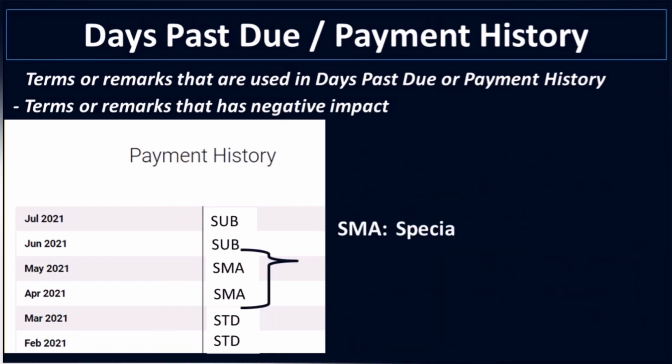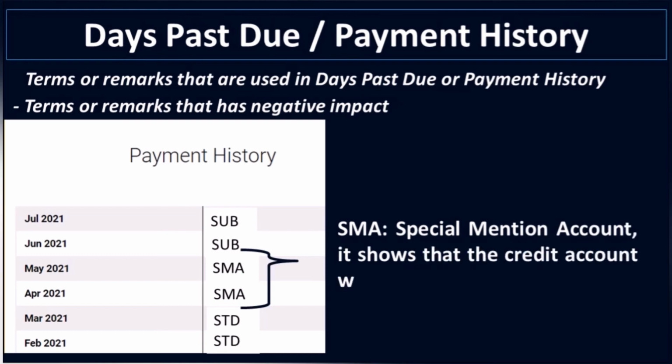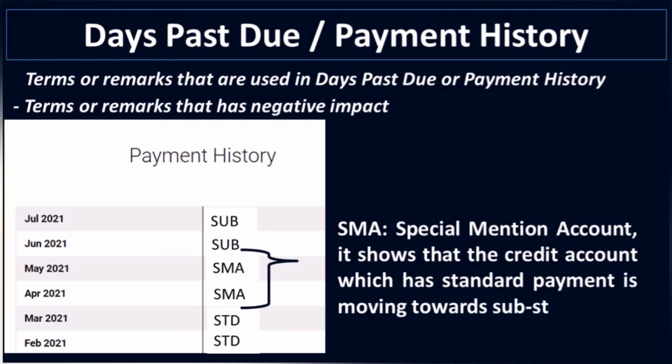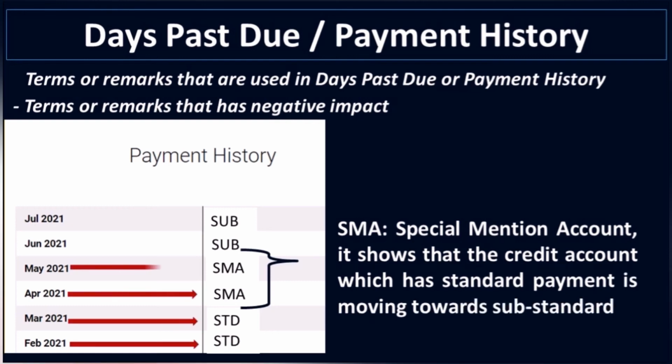If SMA is updated in the days past due column, it means special mention account. It shows that the credit account which has standard payment is moving towards substandard. In this case, for the months of April and May, the days past due is mentioned as SMA, which means the credit account is moving from standard payment towards substandard.